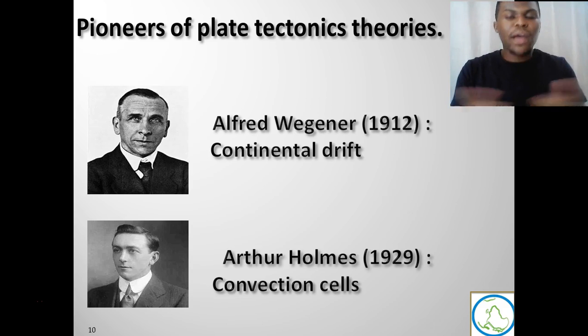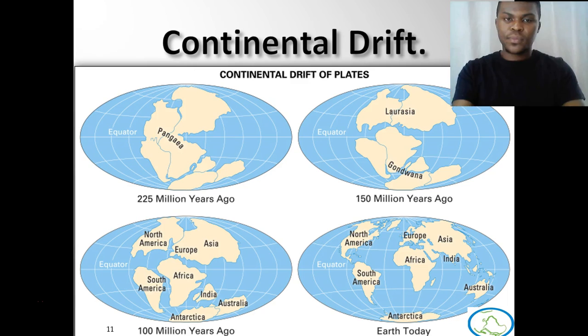So, the pioneers of the plate tectonic theories. We have a man named Alfred Wegener, who in 1912 came up with the theory of continental drift. The continental drift theory states that continents are in constant motion. And in 1929, a man named Arthur Holmes came up with a supporting theory called the convection cells theory, which states that the activities within the mantle are the driving forces of continental movement.